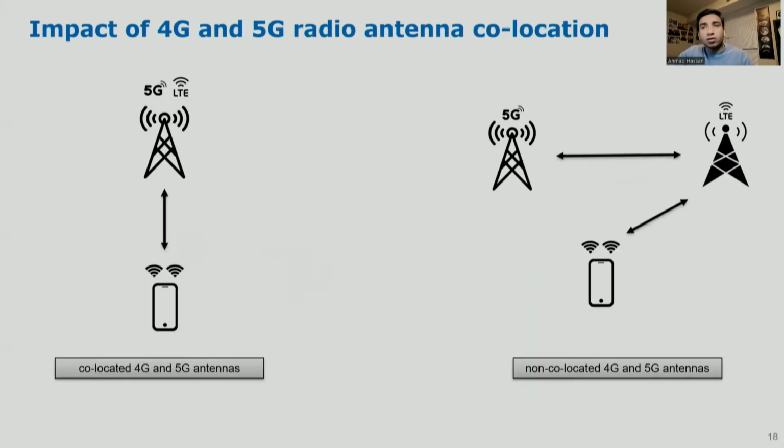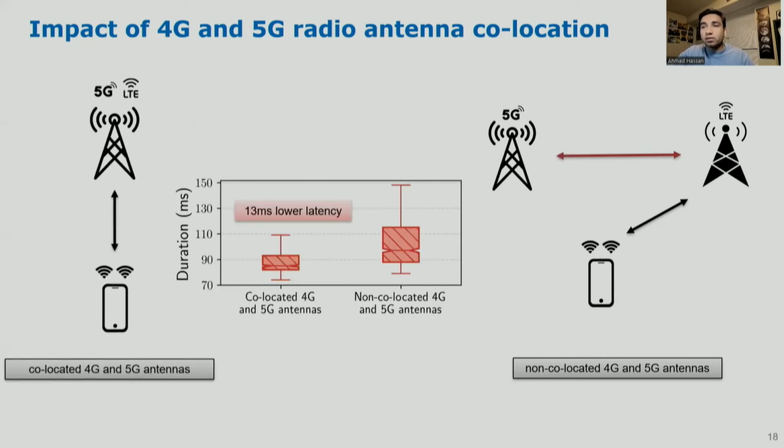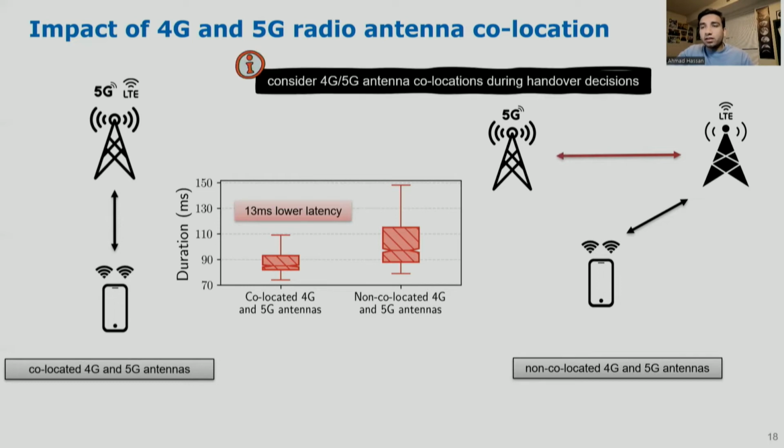We also investigate how the co-location of 4G and 5G antennas impacts the handover duration in NSA 5G. Remember that in NSA 5G, the UE connects to both 4G and 5G antennas, which may or may not be co-located with each other. If the antennas are co-located, we can reduce the communication latency between 4G and 5G antennas. During our analysis, we find that handovers where 4G and 5G antennas are co-located incur 13 millisecond lower latency compared to the other case. This suggests that cellular carriers can lower performance degradation of NSA 5G handovers by considering the 4G and 5G antenna locations when they are doing the handovers.